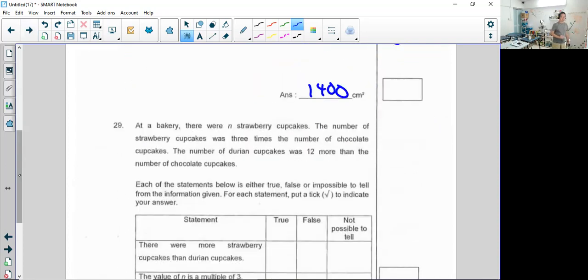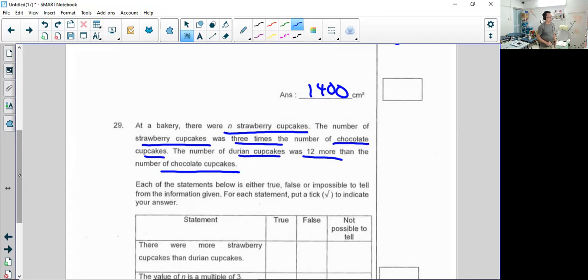It looks a bit wordy. At the bakery, there were n strawberry cupcakes. The number of strawberry cupcakes was 3 times the chocolate cupcakes. And the durian cupcakes was 12 more than the chocolate cupcakes. So were there more strawberry than durian cupcakes? So how do we prove it? Now, when you see this question with 3 times and more than, what is the method that we can use?